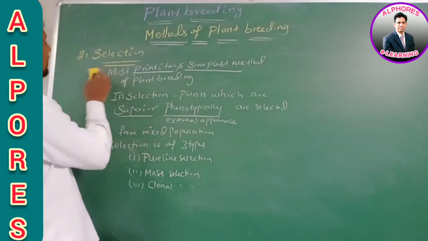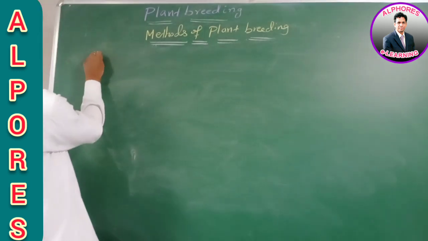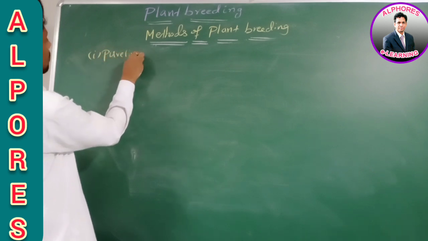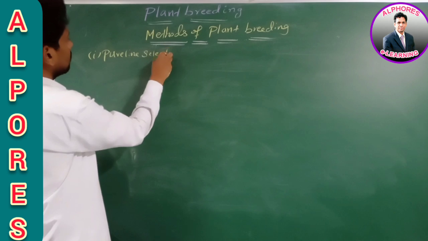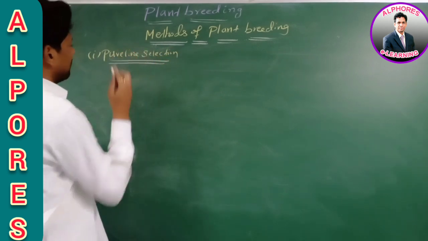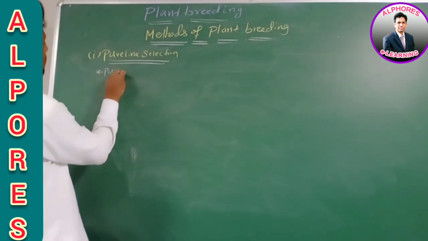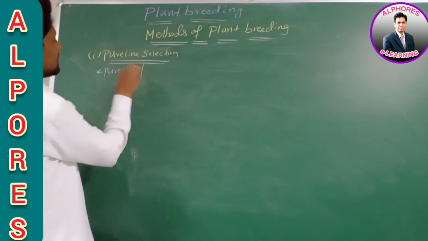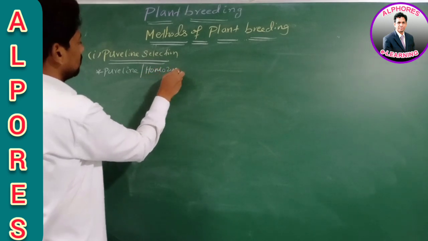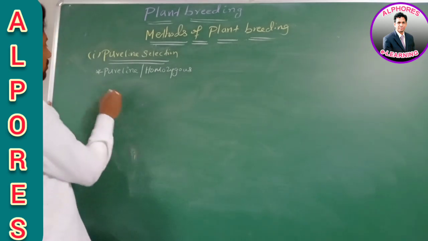What is it? Pure line selection. The first one. We are not discussing the procedure in detail. Right. Now listen. First, what is the meaning of pure line, sir? We already discussed this word pure line. What is another name for pure line? Homozygous, right? Pure line means what, sir? Homozygous. Pure line means homozygous.